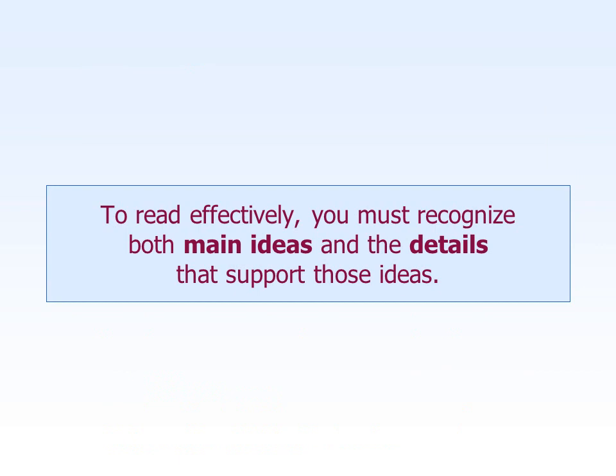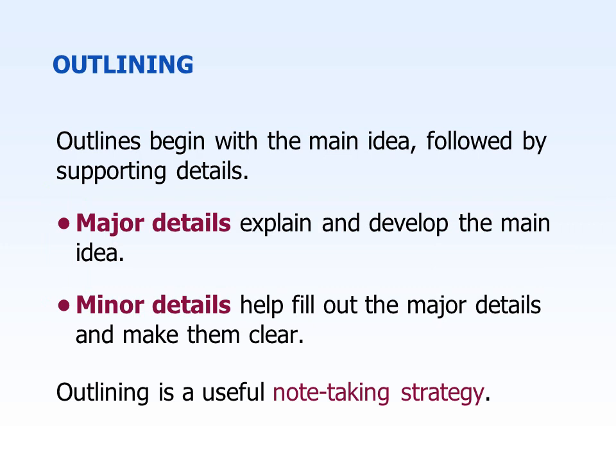So to read effectively, you have to recognize both the main ideas and the details that support those ideas. One of the favorite things that I like to do is outlining. An outline is a very linear, structured way to list out your main idea and your details. Outlines begin with the main idea, followed by supporting details. There's two types of details. There's the major details, and they explain and develop the main idea. And then there's minor details, and they help fill out the major details and make them clear. Outlining is a useful note-taking strategy.